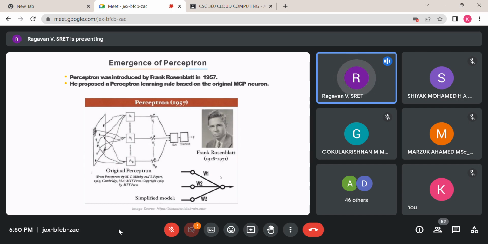Nowadays I'm just telling the supervised learning rule. The supervised learning rule also comes from the perceptron learning rule only. So the problem formulation is like this. He proposed a perceptron learning rule based on the original MCP neuron. MCP neuron means McCulloch-Pitts neuron. This is the perceptron learning rule. We will elaborate and discuss what the perceptron learning rule is.